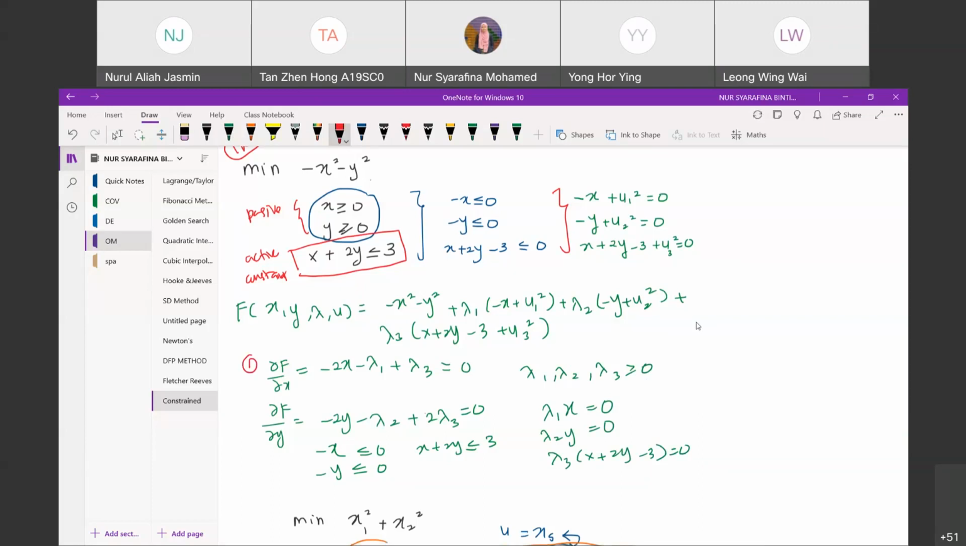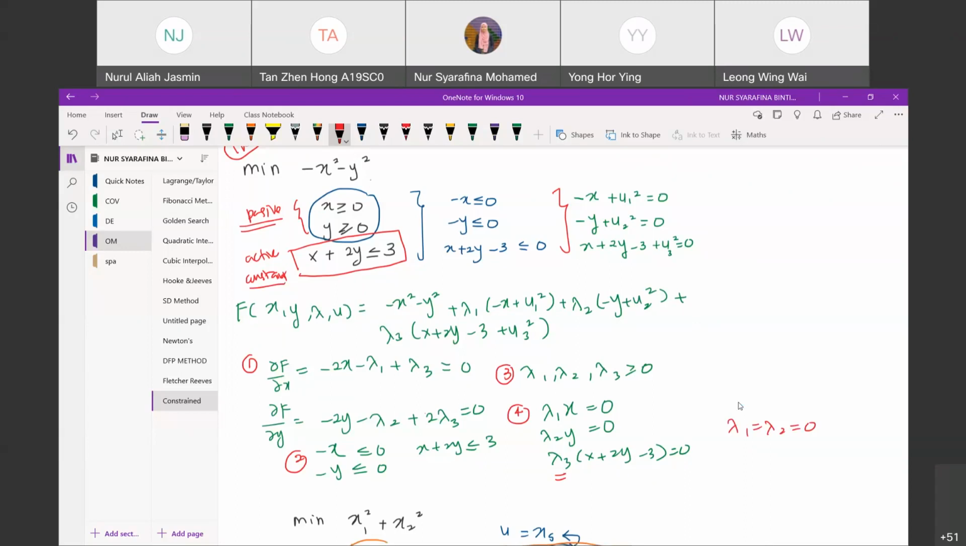The derivative itself, the inequality itself, and the value of lambda that we need to consider, because we don't know which constraints are active or which constraints are passive. And then the constraint together with the lambda. I have mentioned earlier that these two constraints are passive, so you know that lambda 1 and lambda 2 both equal 0. So we have lambda 3 greater than 0.